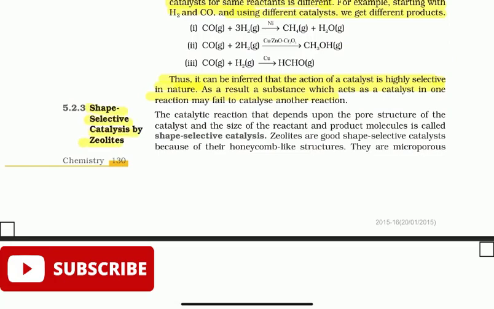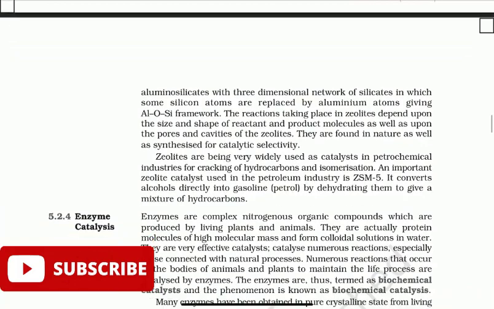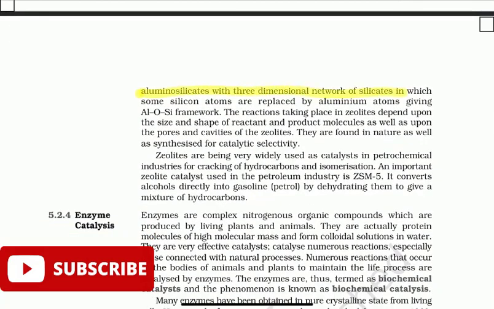Shape-selective catalysis by zeolites. The catalytic reaction that depends upon the pore structure of the catalyst and the size of reactant and product molecules is called shape-selective catalysis. Zeolites are good shape-selective catalysts because of their honeycomb-like structure. They are microporous aluminosilicates with a three-dimensional network of silicates in which some silicon atoms are replaced by aluminum atoms, giving an Al-O-Si framework. The reactions taking place in zeolites depend upon the size and shape of reactant and product molecules as well as upon the pores and cavities of the zeolites. They are formed in nature as well as synthesized for catalytic selectivity.